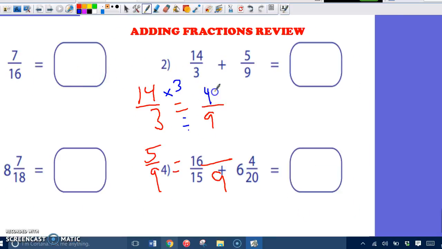So, 42. 9 will go into 9 1 times. 1 times 5 is 5. And this is an addition problem, so let's add the two numerators. 42 plus 5 is 47. Bottom number, 9. That's top heavy. You know we can't leave it like that, so we must convert it into a mixed number. I'll do that right here.